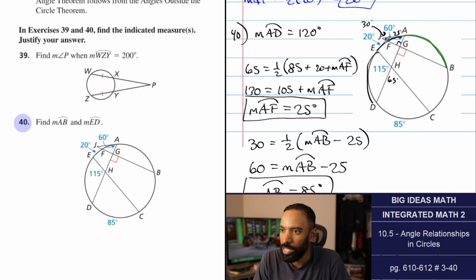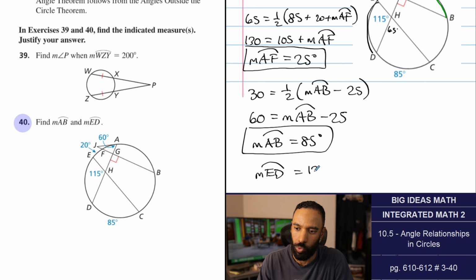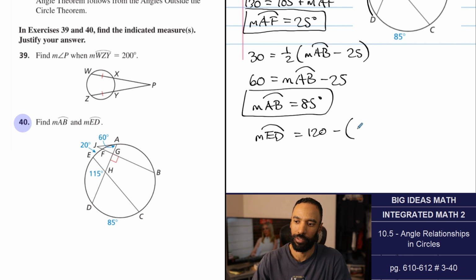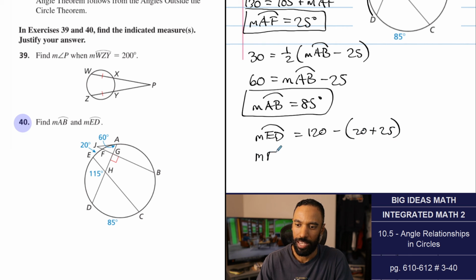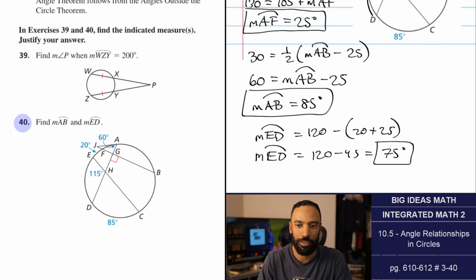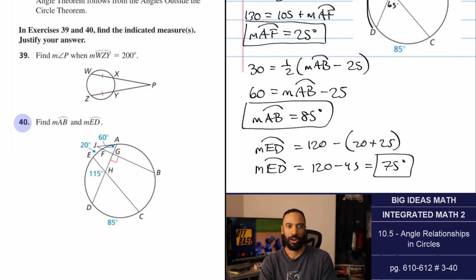We have 20 and 25 here, and the whole thing's 120. So measure of arc ED is 120 minus 20 plus 25. I guess we don't have to use any central angle stuff now that we got that. It was all about cracking AF, and there's more than one way to find these, I'm sure. Minus 45, that should be 75 degrees. So we should be getting 85 degrees for measure of arc AB and 75 degrees for measure of arc ED. Okay. All right, I think that's all I'm going to land on there, and that should be enough.